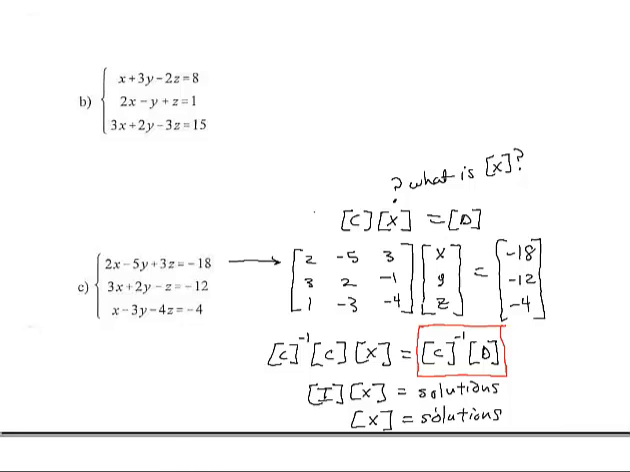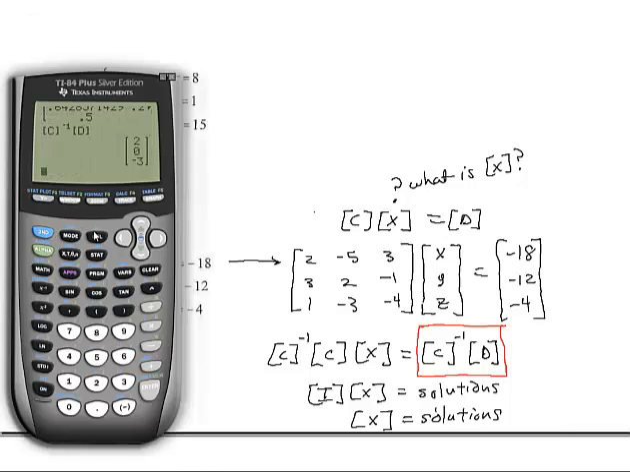Now we need to put D into our calculator. So I hit second quit, clear out my calculator because I'm fixing to type out this C inverse D. But first I have to go back to my matrix screen, edit, and enter the new D. It's still a 3 by 1, but we have new numbers: -18 for the first row, -12 for the second row, and -4 for the third one. Alright, okay, so there it is.